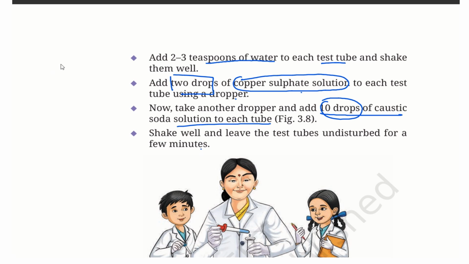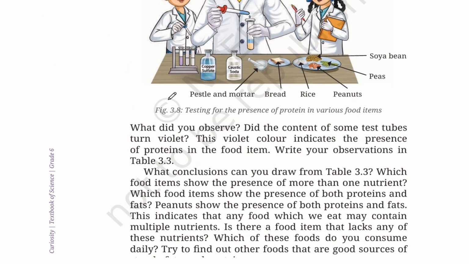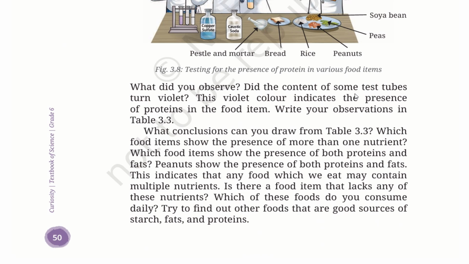Which chemicals have you used? Copper sulfate and caustic soda. You have to note it down, it will come in your exam. Then what will the observations be? Did the content of some test tubes turn violet? It means the presence of protein. Which color can you see here? Violet color. And for starch it will be blue black. So the violet color indicates the presence of proteins in the food item. You can write the observation.